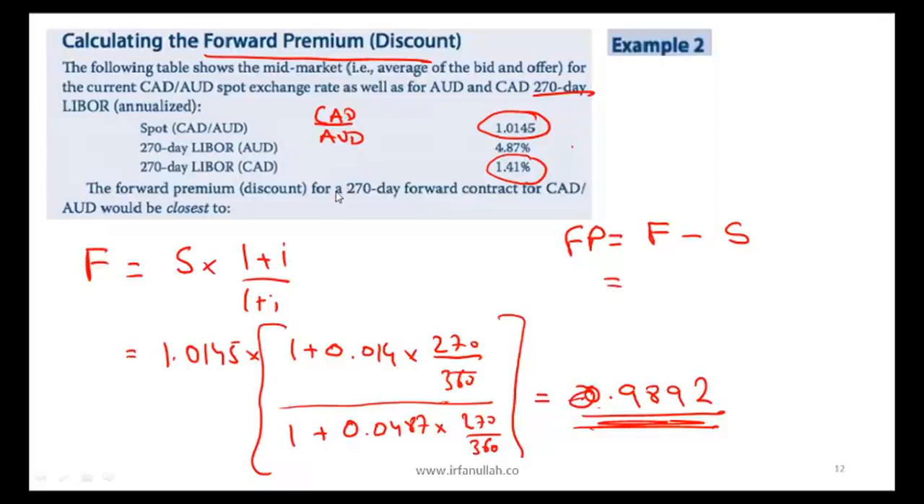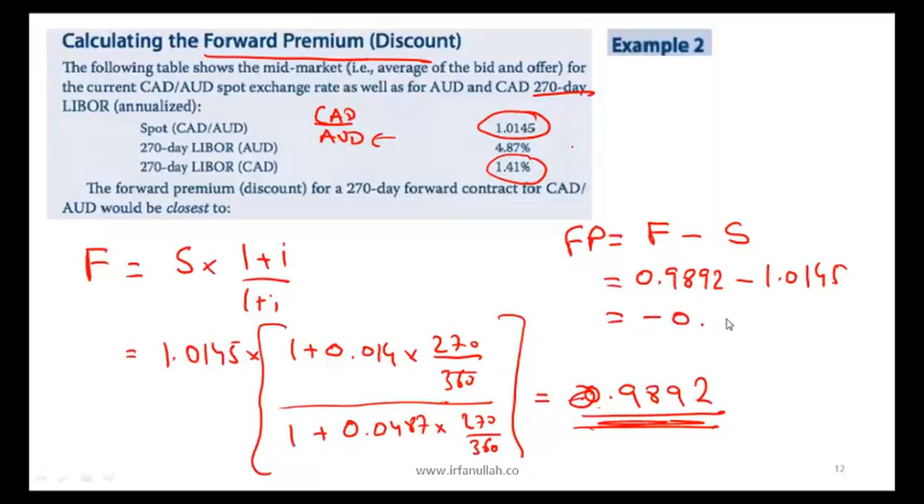In this case, whenever you have a weaker currency, which is the weak currency? Actually, back to this example, Canadian dollar and Australian dollar. The Australian dollar is the weaker currency, and Australian dollar is the base currency. If the base currency is the weaker currency, then you're going to have a negative number over here. Let's actually do this. What's the forward rate? 0.9892 minus what's the spot rate? 1.0145.